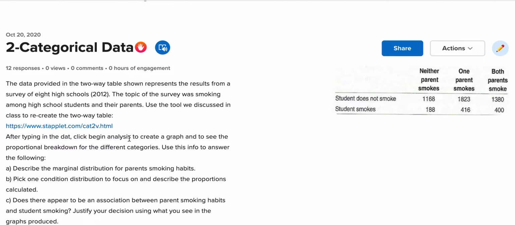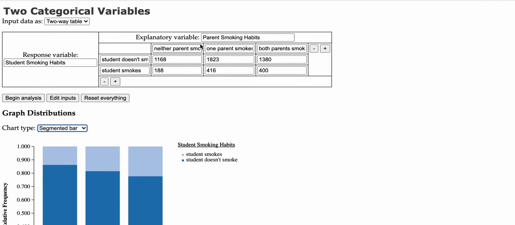So we're going to click on this Stapplet and type the data in that you need. I've already done that to save some time. Just remember to recreate this as best as you can with the explanatory variable going down, the response variable going along the side for what you think is happening. You have these plus and minus signs to add certain categories, and then when you're ready to go, hit begin analysis.